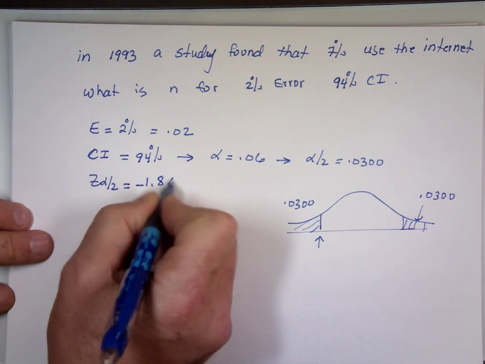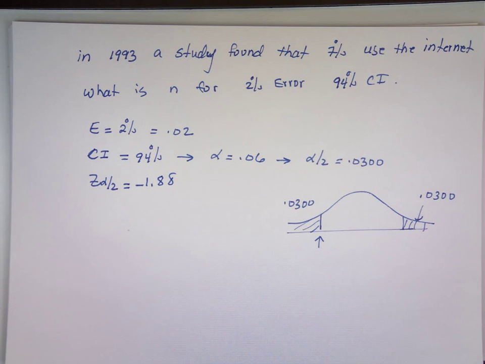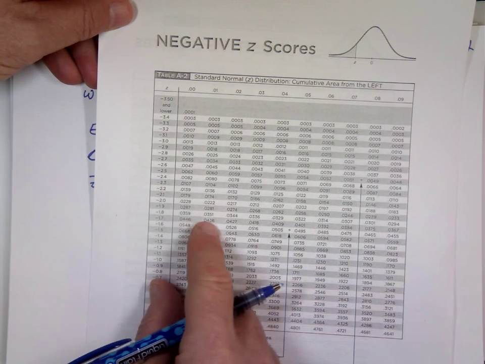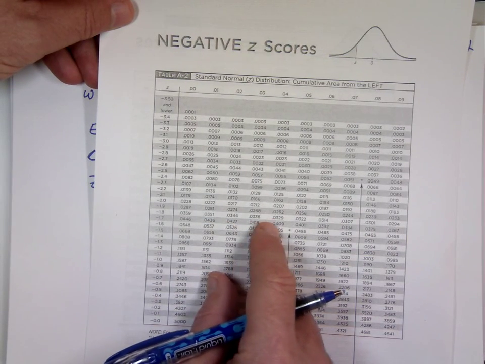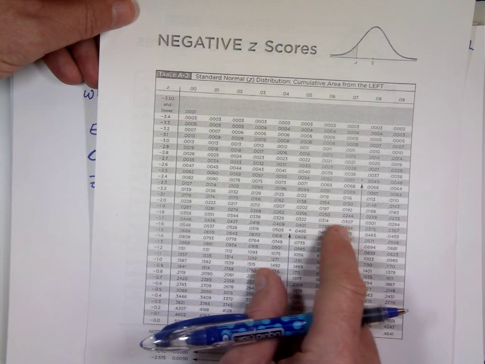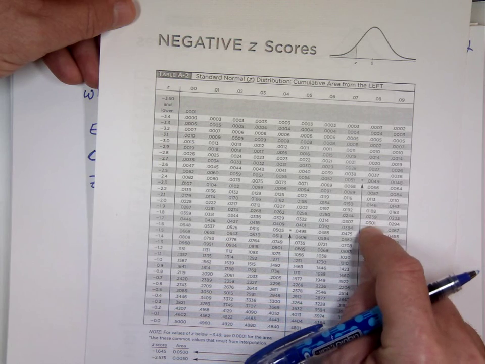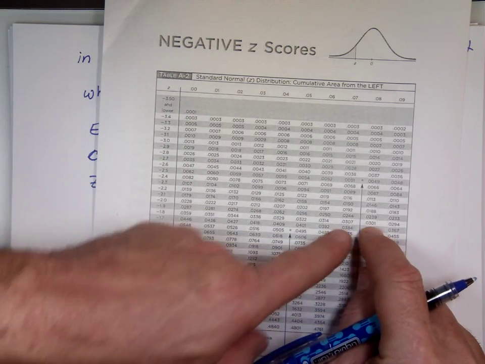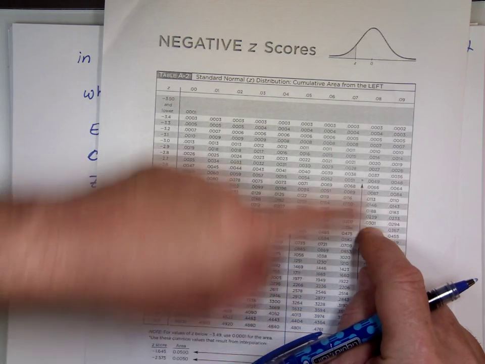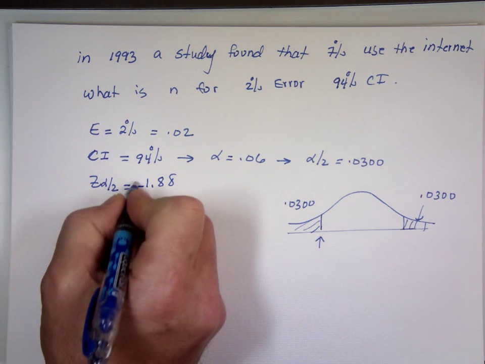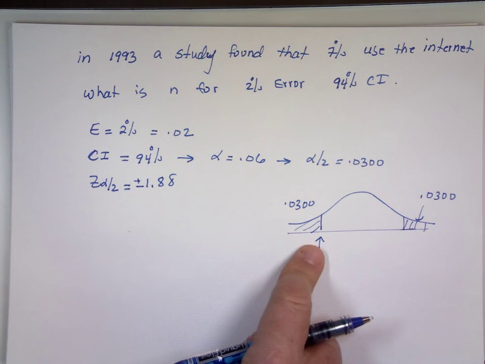Notice again, this is a Z value, so you have to go through the Z distribution, negative Z score. Let's keep looking. 0.0301. See it? That is the closest number to 0.03. So that number is negative 1.88. And there's another one that's positive 1.88. So that's the negative, that's the positive.